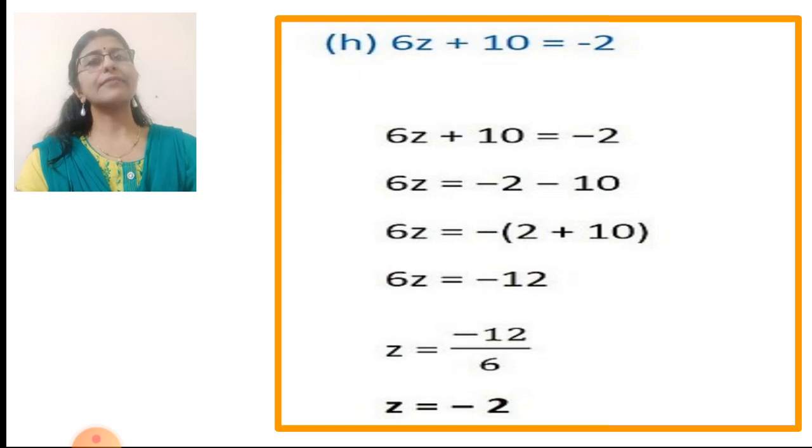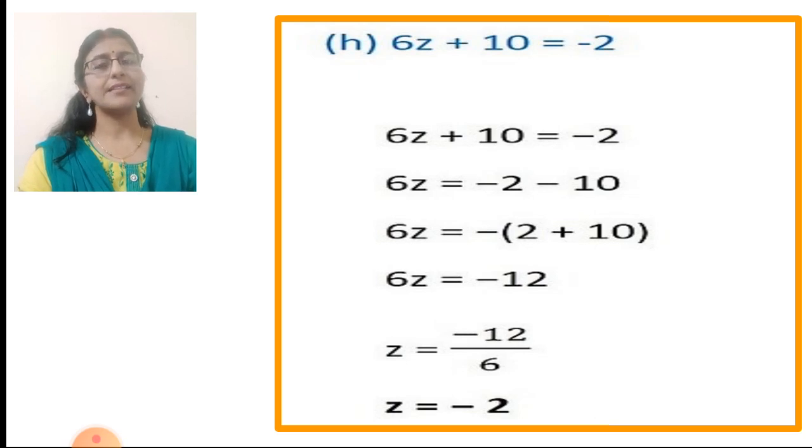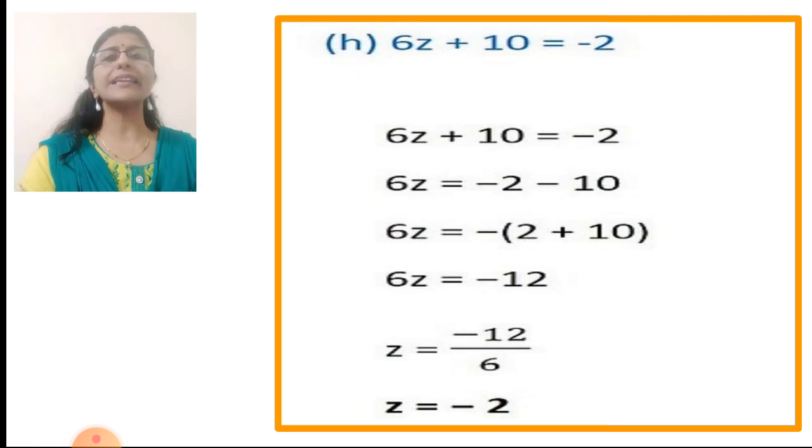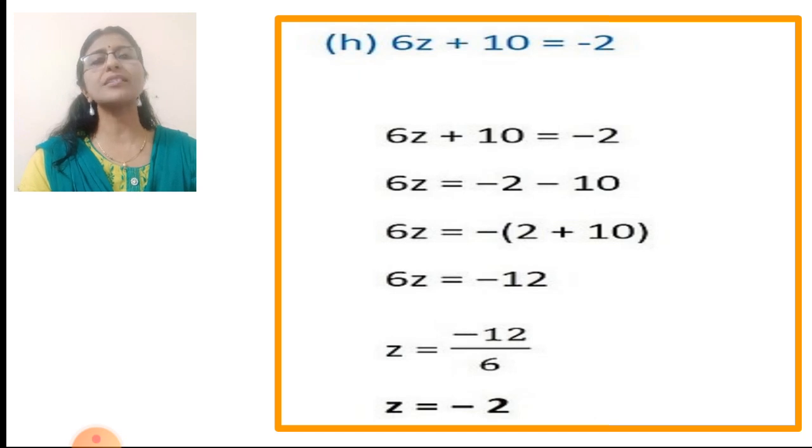So the next step will be 6z is equal to 2 plus 10, which is 12, minus 12. Now to get the variable z, we have to remove 6, and 6 is multiplied here by z. So z is multiplied by 6, so we'll have to remove this 6. To remove this 6, we'll have to divide by 6 on both sides of the equation. So then z will be equal to 6 upon 6.